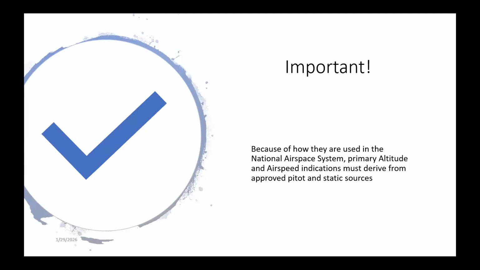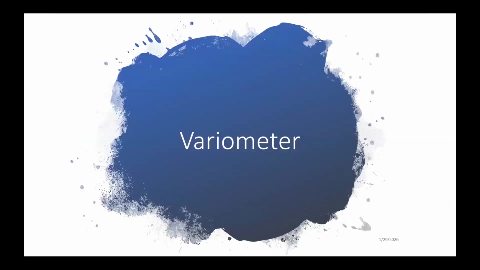Since this is in the national airspace system, the primary altitude and airspeed indicators must derive from the approved pitot and static sources. And in general, you'll find that your operating limitations that were issued with your aircraft when it came into this country will require you to maintain it to the standards of the original manufacturer, even though you have some flavor of an experimental airworthiness certificate. Generally, the operating procedures will require you to maintain the aircraft in the configuration of the manufacturer, or in a manner that the manufacturer specifies.